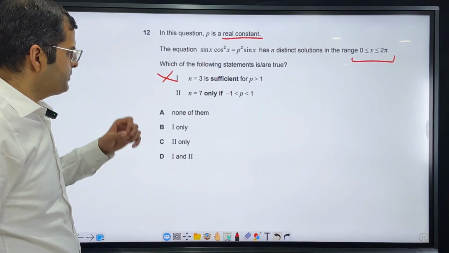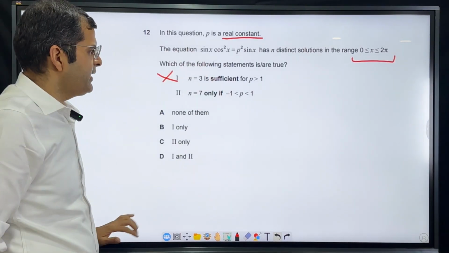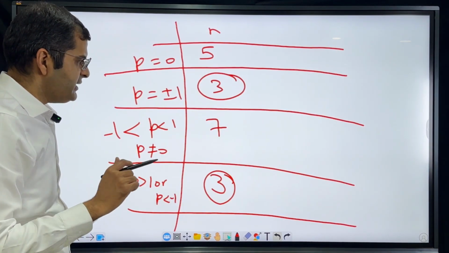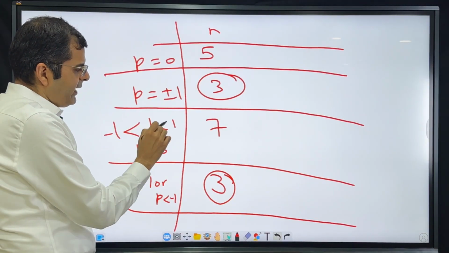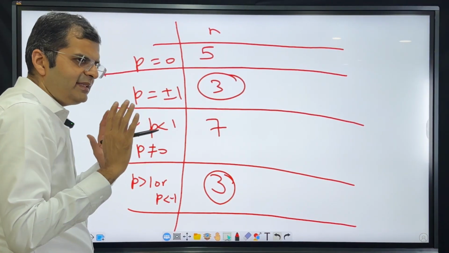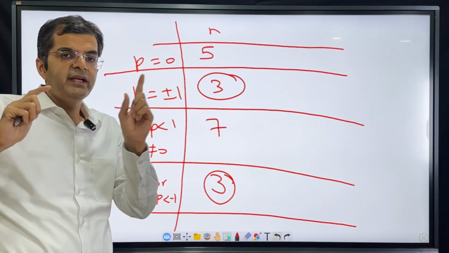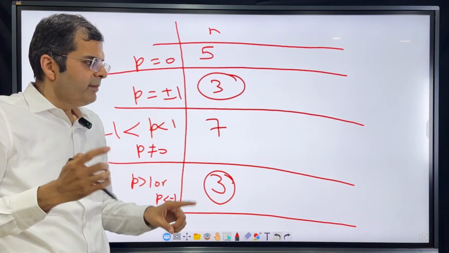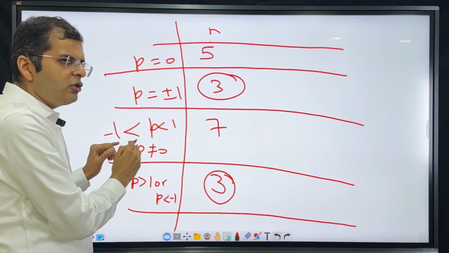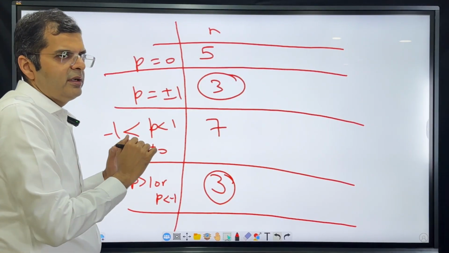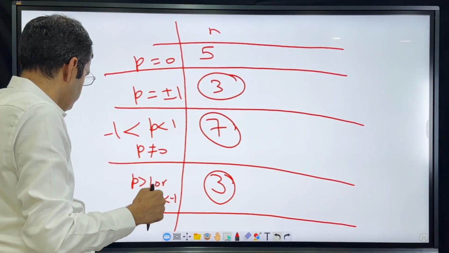Looking at the second option. N is equal to 7 only if P is between minus 1 and 1. Now there is a catch here, but you have to understand it. What is the statement saying? Had the statement stated, if P is between minus 1 and 1, then N is 7, then it would have been a false statement. Because if P is between minus 1 and 1, and N is 7, then P is not equal to 0. You have to give further condition. But I have been given that N is 7 as the first condition to move.